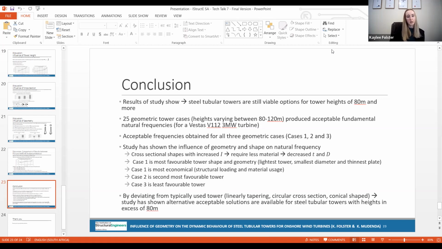So by simply deviating from the typically used linearly tapering towers, you're able to see that there are still viable options and different shapes that can be considered. And in fact, steel tubular towers above heights of 80 meters are still producing acceptable results.